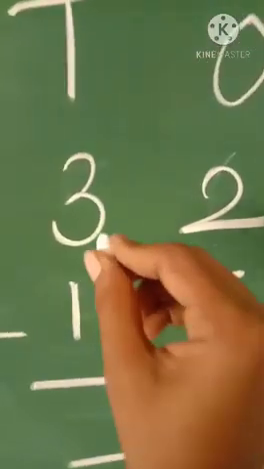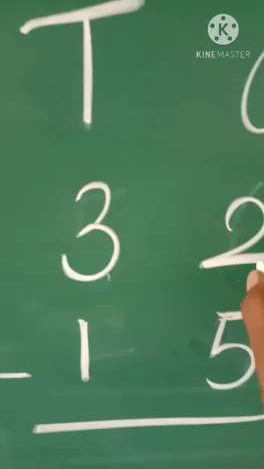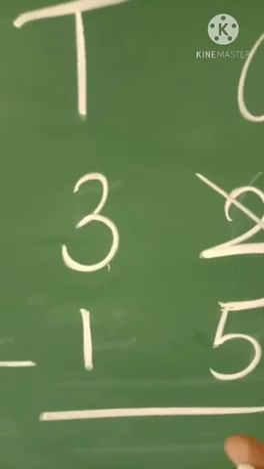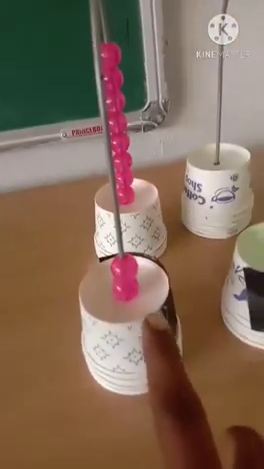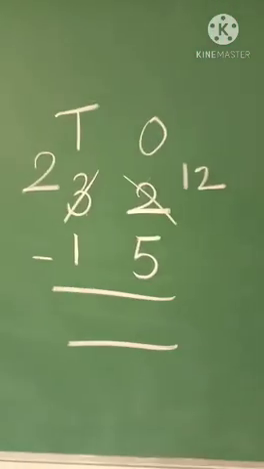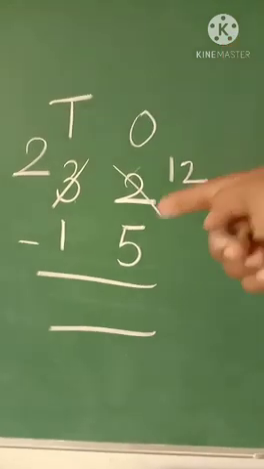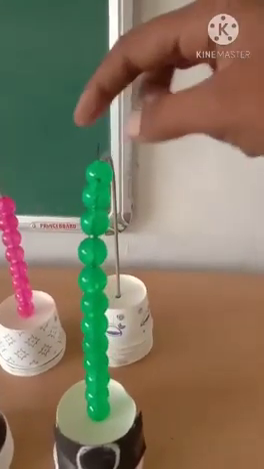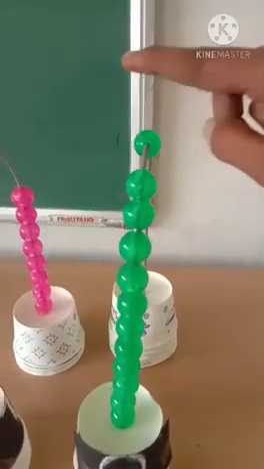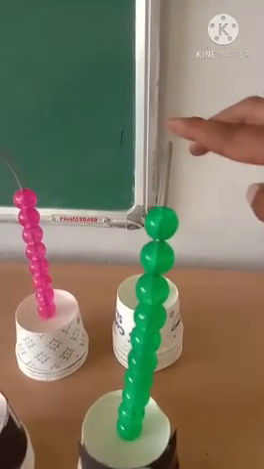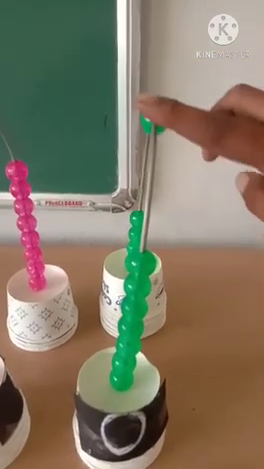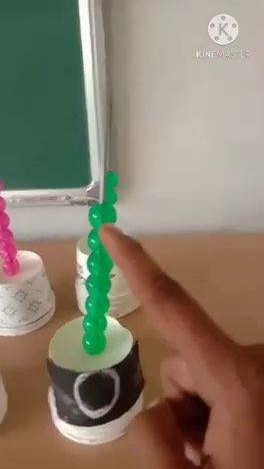So we can write here: this 3 is giving 1 ten to the ones. So this 2 is becoming 12. This 3 will become 2. Children, now it is easy for us to subtract 5 from 12. Now how many beads do we have to take? Yes, 5 beads. 1, 2, 3, 4, 5. Super.